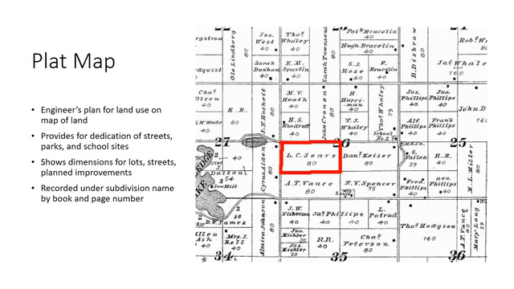Plat maps. That's an engineer's plan for land use on the map of land. It provides for dedication of streets, parks, and school sites. It shows dimensions for lots, streets, and planned improvements. And it's recorded under the subdivision name by book and page number.